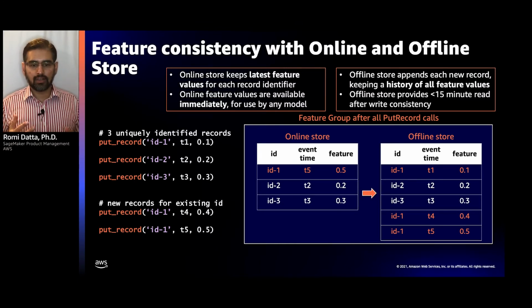So let's look at an example out here. For record identifier ID1, the latest version, which is marked by a feature called event time, and I'll go into that in a couple of slides, is stored in the online store. And for that same record identifier, that latest version as well as all previous versions are stored in the offline store.